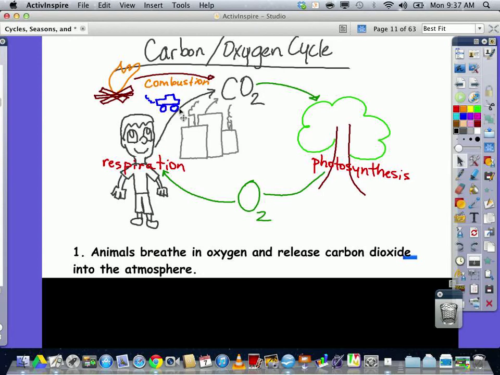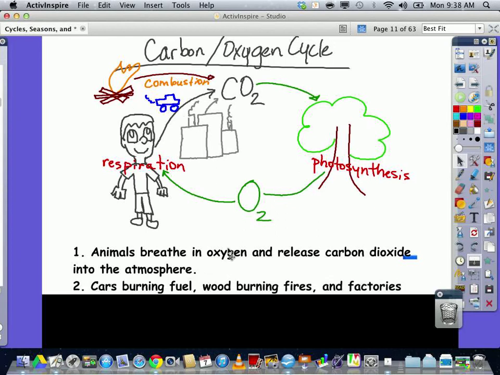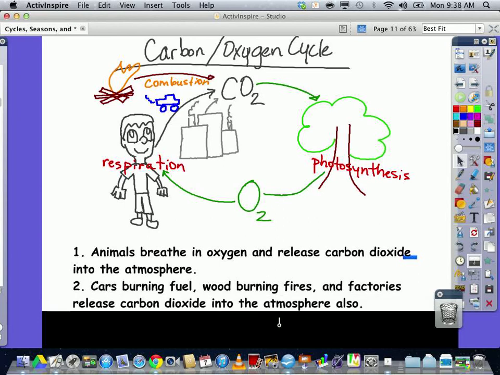There are three other things that I want to mention that can also contribute carbon dioxide into the atmosphere. We've got those represented in our pictures up here. One of those things would be a car burning fuel would give off carbon dioxide. Wood burning fires can also give off carbon dioxide. Basically anything that burns or goes through combustion. And factories that use some type of energy source. They burn some type of energy source. Those all three can contribute carbon dioxide into the atmosphere also.